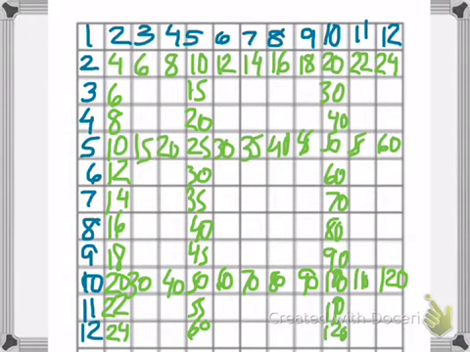Okay. So again, I could keep doing this. I could go to the 11's next. I could go back to the 3's. It really doesn't matter what order you do it in.